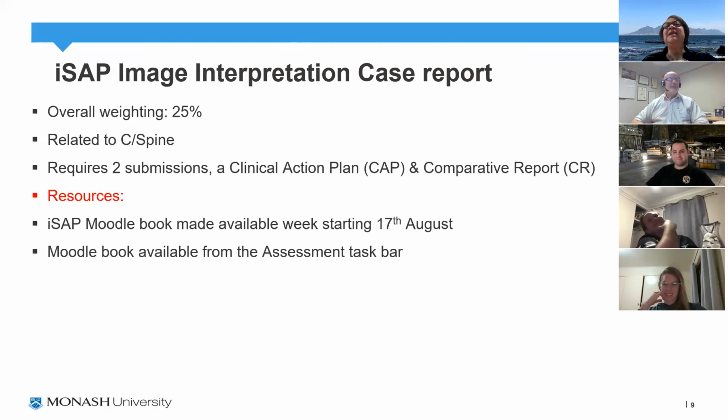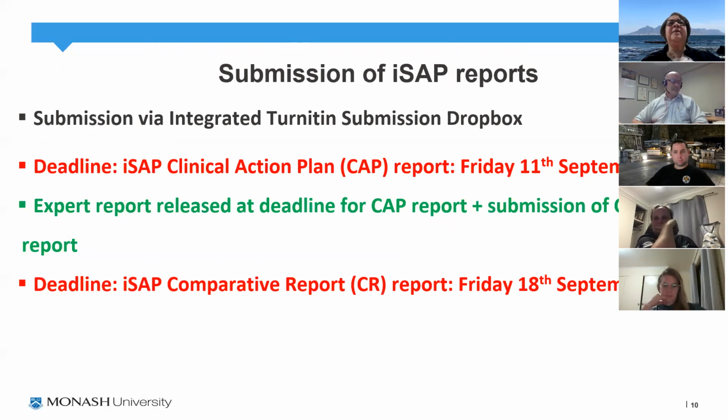So we'll be releasing that Moodle book on the 17th of August. So in 2 weeks' time, we will release the whole scenario and what you need to do. And then as with first semester, once you submit your TAP, which is on the 11th of September, once that deadline is reached, and if you have submitted the TAP report, you will then get the expert report, which you of course need to contrast and compare to your own. And then a week later, you'll be submitting the comparative report, which will be on the 18th of September.